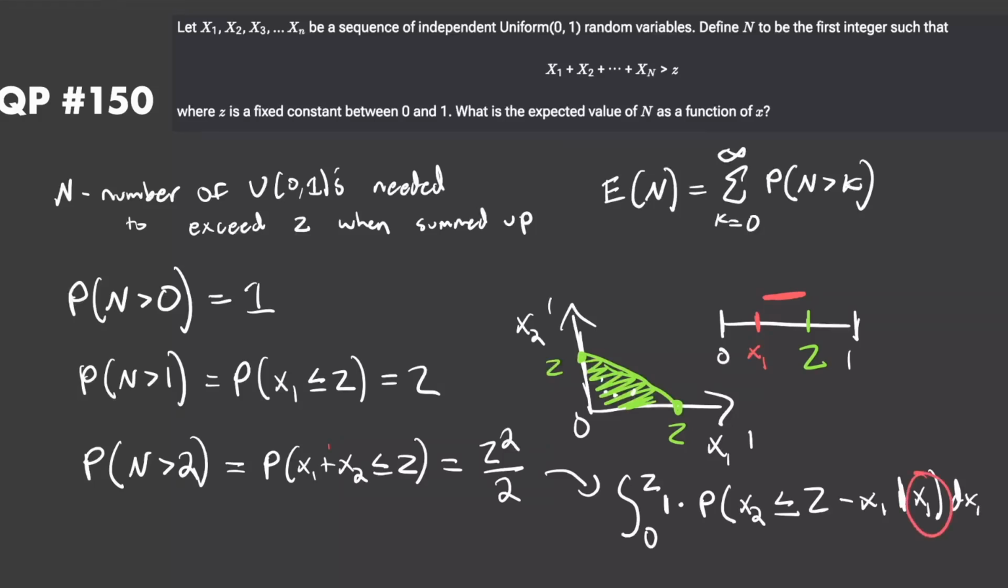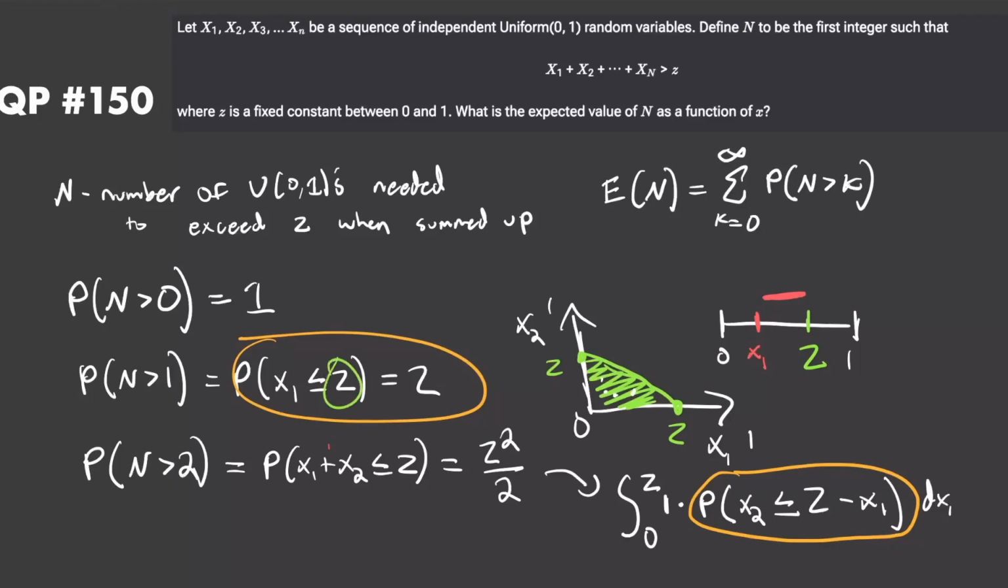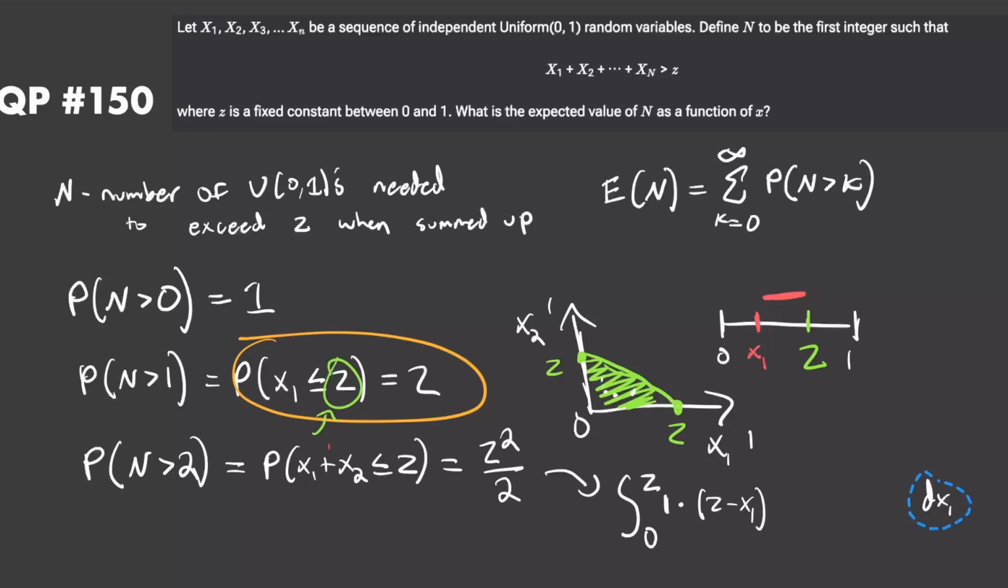But now if I'm given a value for x1, that's not going to change the probability of x2 because they are independent, right? So this doesn't even matter. We can just write this as the probability that x2 is less than or equal to z minus x1. For some fixed value of x1, z minus x1 is essentially going to be a constant. So what's the probability that a uniform 0 to 1 is less than or equal to a constant? Well, we just calculated it back here, where instead of z back here, we have z minus x1. So if we plug in z minus x1 into this equation, we're just going to get z minus x1. So this inside here is just going to be z minus x1, and then dx1 on the outside as well.